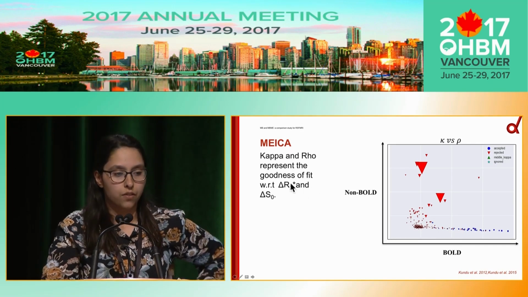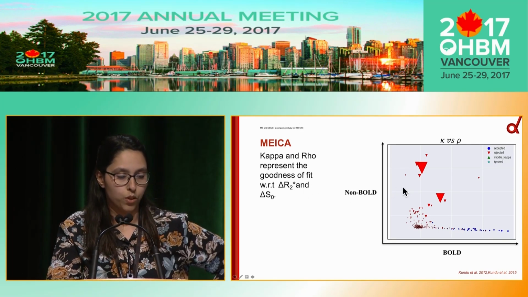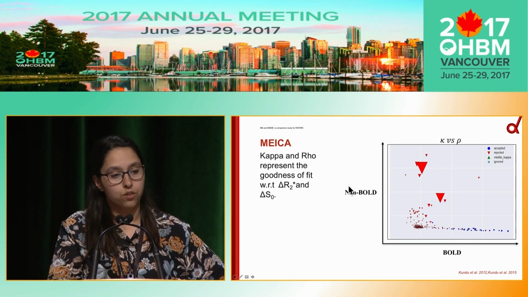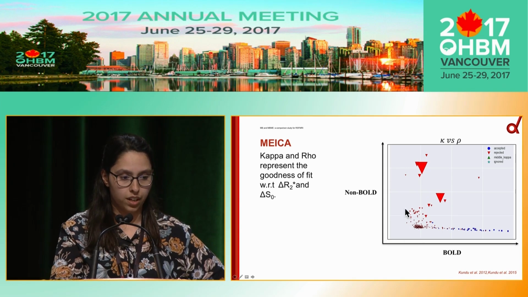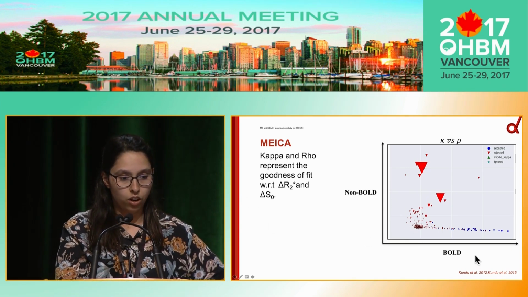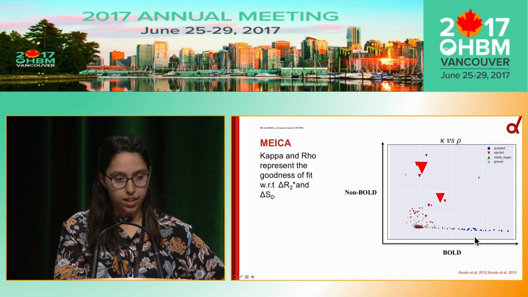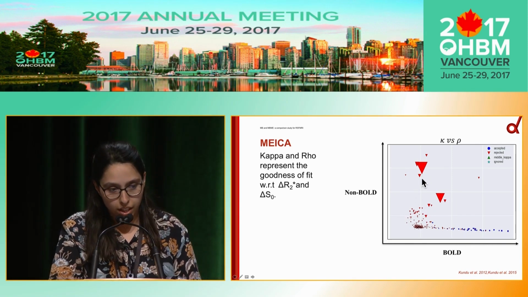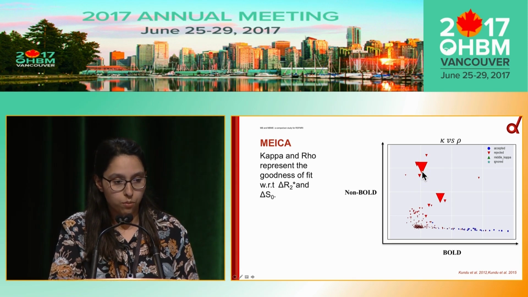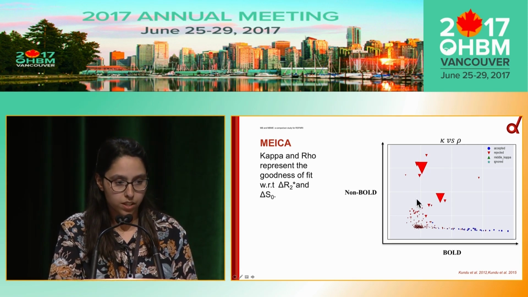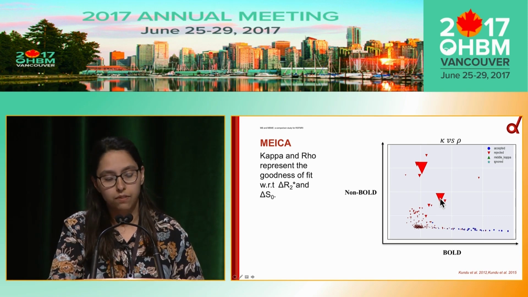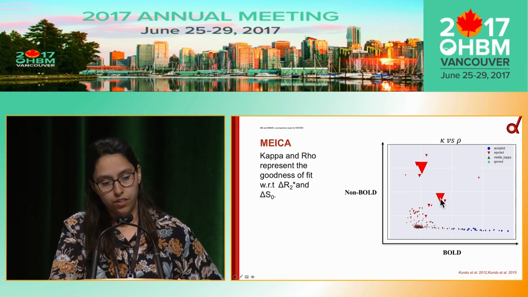The next is multi-echo ICA. In multi-echo ICA, after the spatial decomposition of your data, you fit the time series components depending on the T2 star fit. After the T2 star fit, we have kappa and rho that describe the goodness of fit. Along this line, the kappa is more BOLD-like, and along this line, it's more non-BOLD-like. These triangles represent the amount of variance that will be removed from each component. It can be seen from this graph that non-BOLD is removing quite a lot of variance from the multiband multi-echo data. We will see the effect of this removal of variance later in the results section.